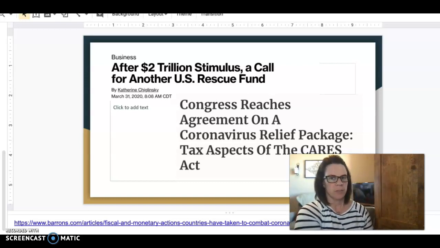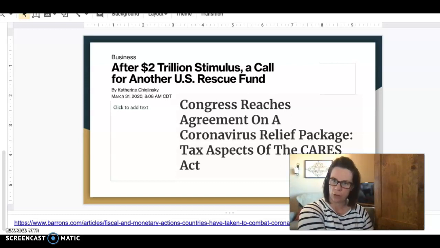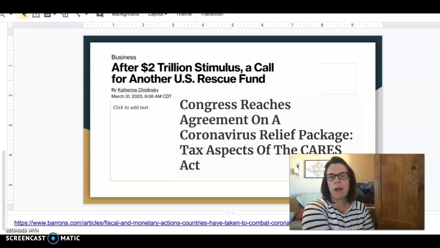So the CARES Act first got passed by the Senate late Wednesday night, and then the House passed it Friday afternoon, and then it got sent on to President Trump to sign. So we have Congress and the President. It totaled $2 trillion, and that's roughly 9% of GDP.